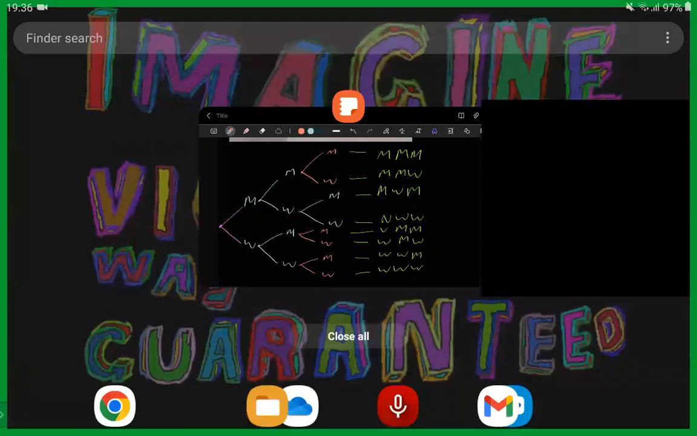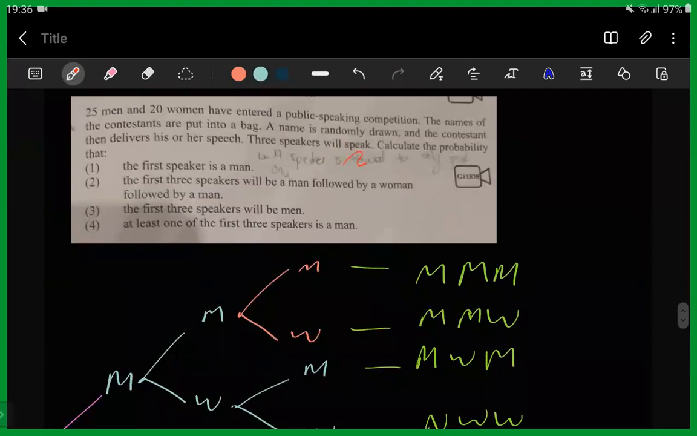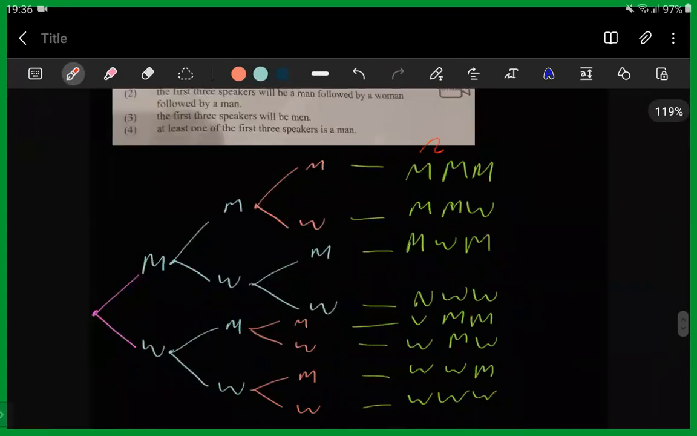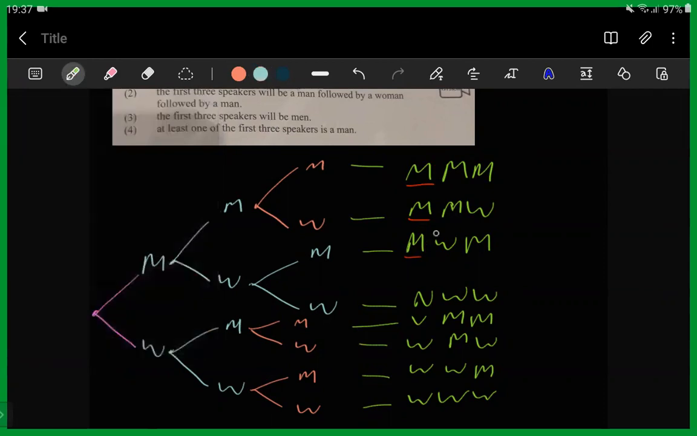But anyways, carrying on from here. The first question says, 3 speakers will speak. Calculate the probability that the first speaker is a man. So the scenarios where the first speaker is a man, we have 1, 2, and 3. Wait, what happened here? This is obviously a woman. Let me add that here. Woman. So this is woman, blah, blah, blah, woman. So this 4 here, women starting, and these 4 up here, it's all men starting. So there are 4 scenarios where men is starting.